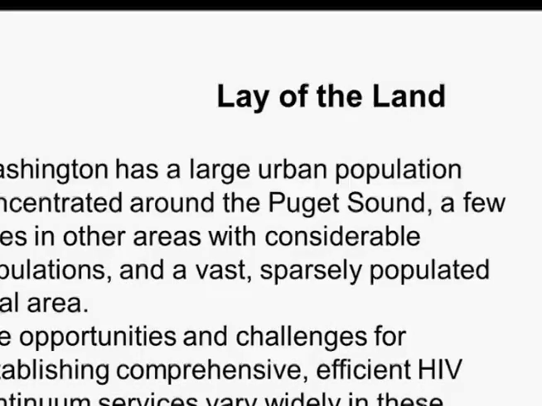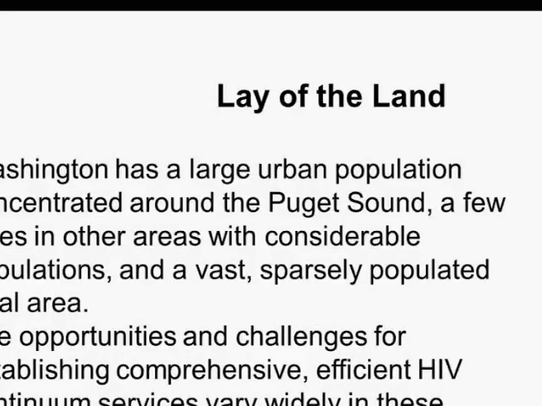So then, to look at the context in which all this is happening, Washington has a large urban population around the Puget Sound. That's the Seattle, Tacoma area. Also includes Everett to the north. And then we have a couple of other cities in the southwest near Portland, Oregon, Clark County, and over at the extreme eastern part of the state at Spokane, with considerable population and some considerable HIV prevalence as well. But that's all contained in a really vast, sparsely populated rural area.